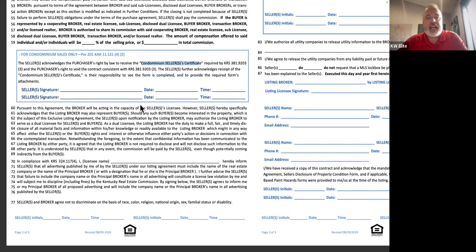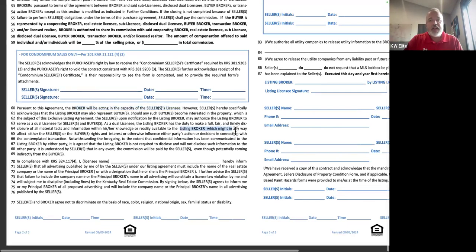It says next that the broker is acting in the capacity of the seller's license. However, the listing broker may also represent buyers. Here's your dual agency, right? So there is a chance that you could represent the seller and the buyer at the same time. That's called dual agency. You do have certain things that you have to abide by.